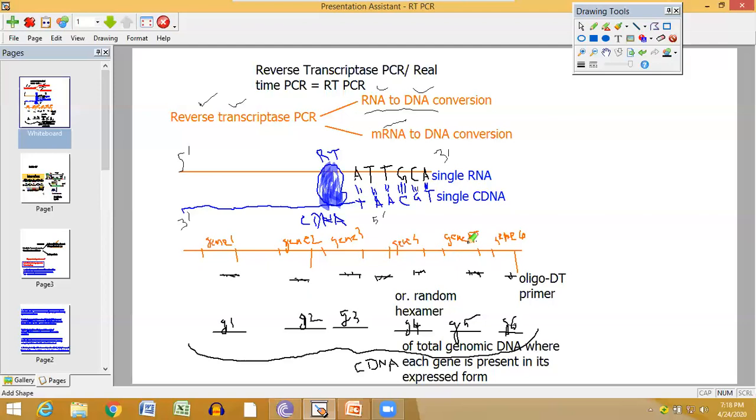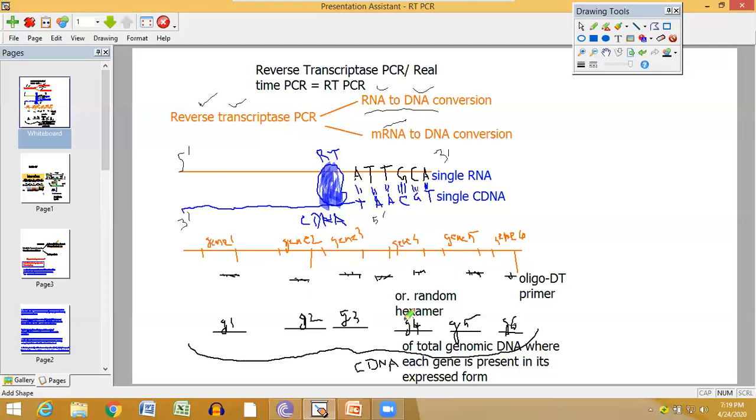Okay, to add all the primers in the reaction mixture. So now to solve this, how can we design the primer and how can we proceed with the reverse transcriptase? The primer designed here is called either random hexamer or oligo dT primer. That means here no particular sequence of primer is added.